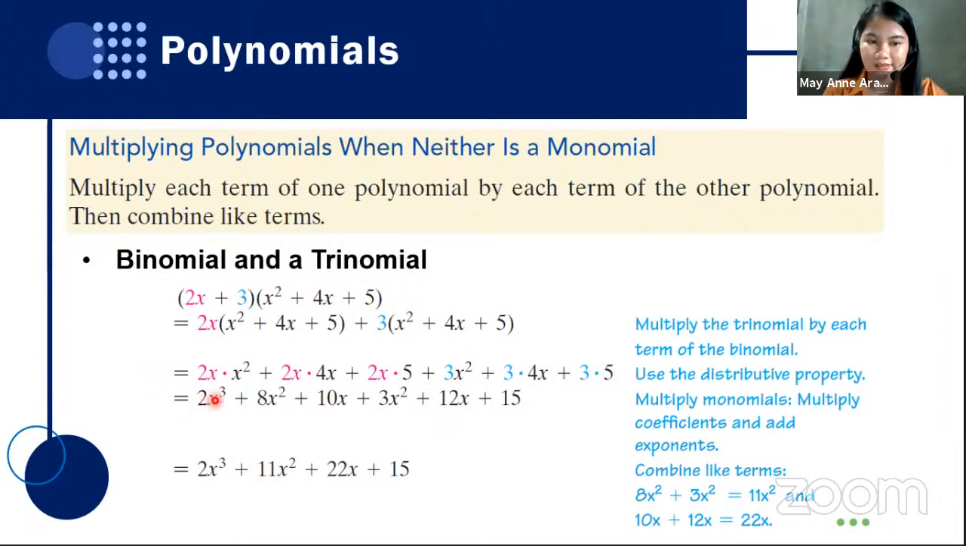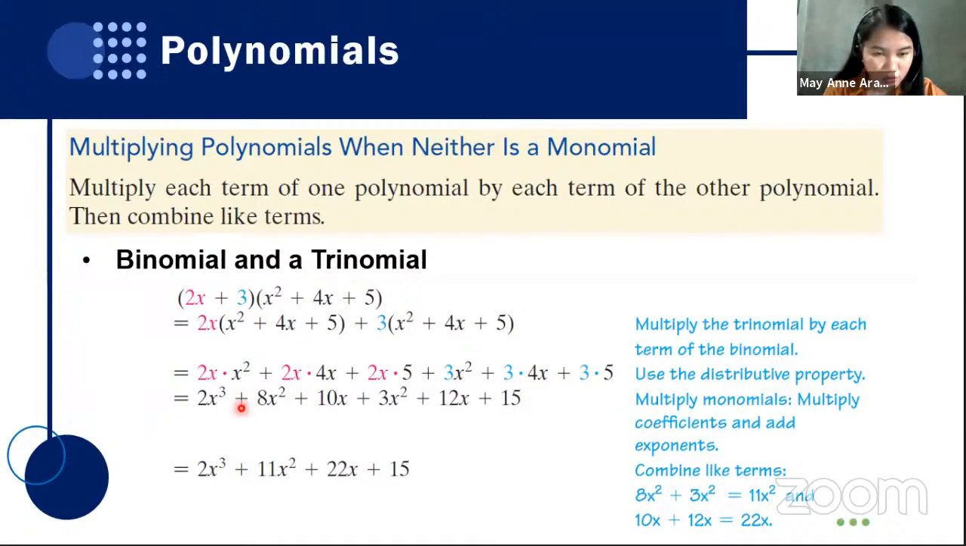Just simplify. So you have 2x times x squared is 2x cubed. Then 2x times 4x is 8x squared. 2x times 5 is 10x. And 3 times x squared is just 3x squared. And 3 times 4x is 12x. And 3 times 5 is 15.